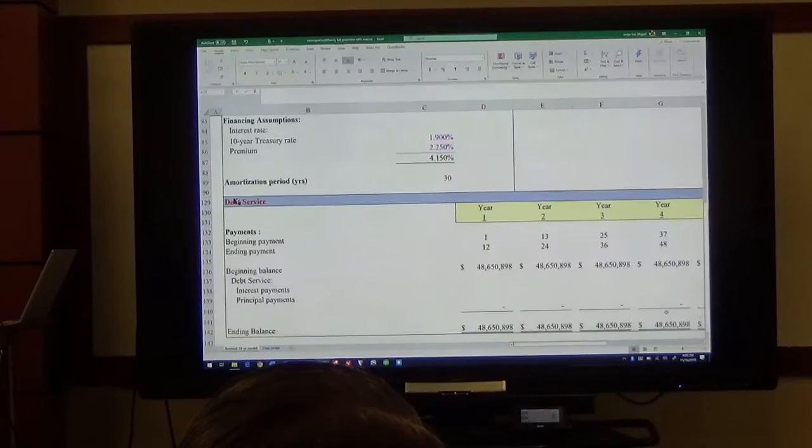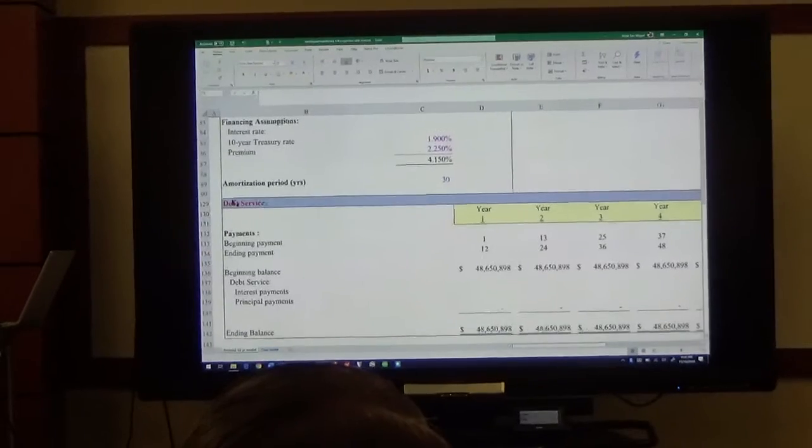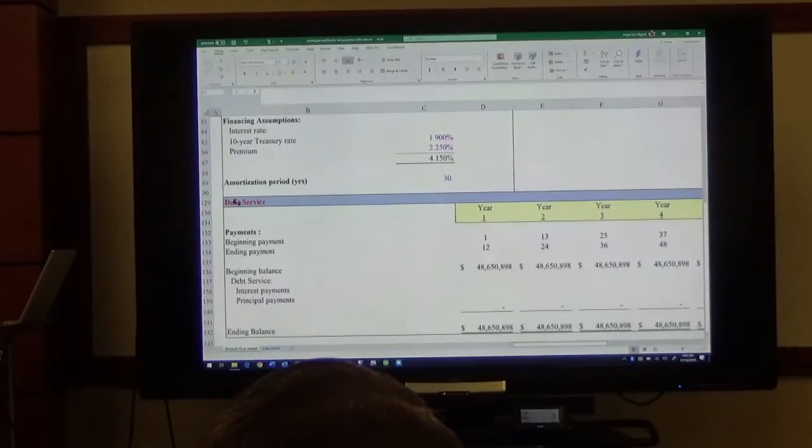Can you read it? So we're building the debt service. You're building the debt service schedule.